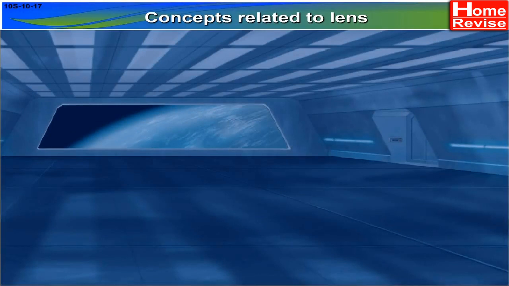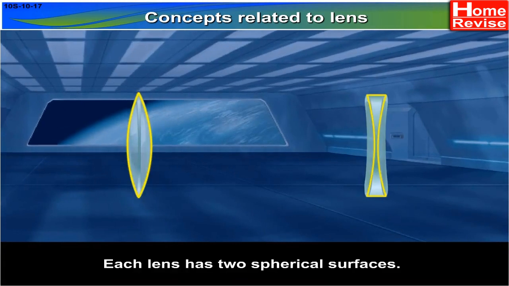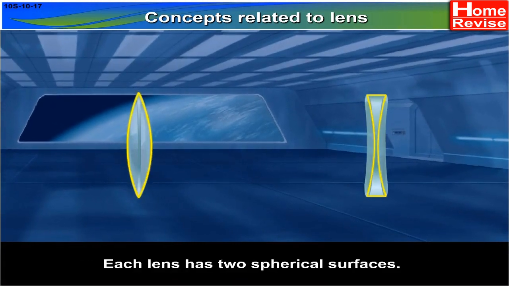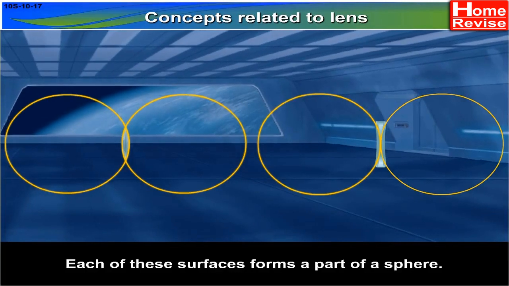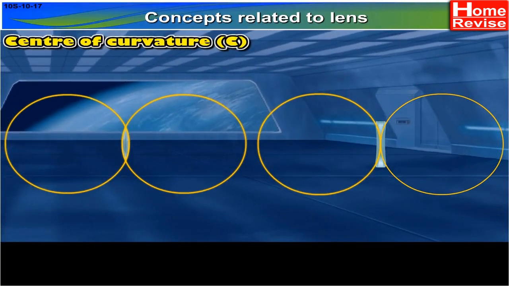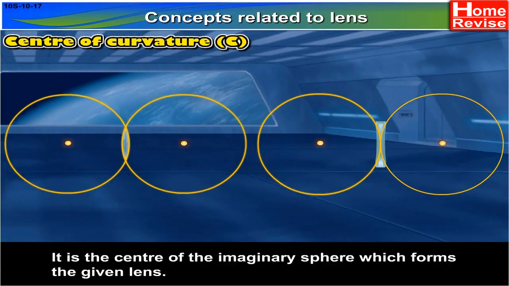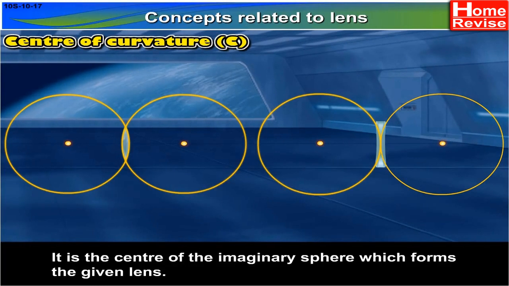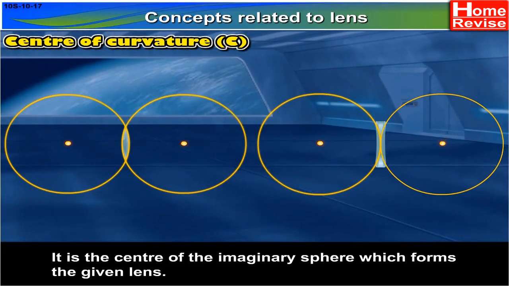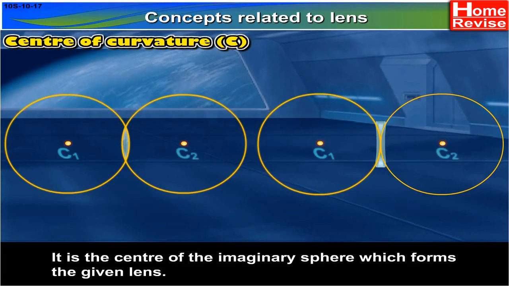Concepts related to lens. Each lens has two spherical surfaces. Each of these surfaces forms a part of a sphere. Center of curvature, C. It is the center of the imaginary sphere which forms the given lens. Each lens has two centers of curvature, C1 and C2 respectively.